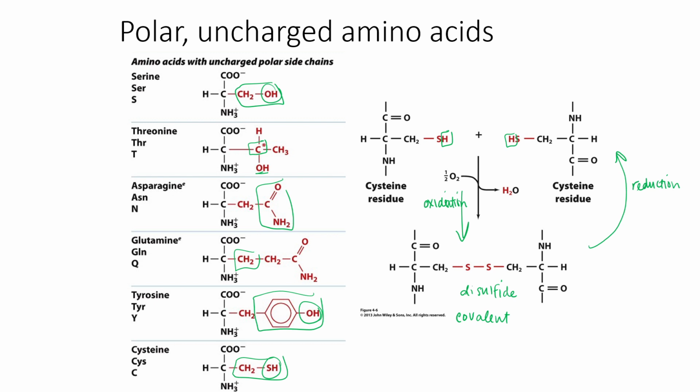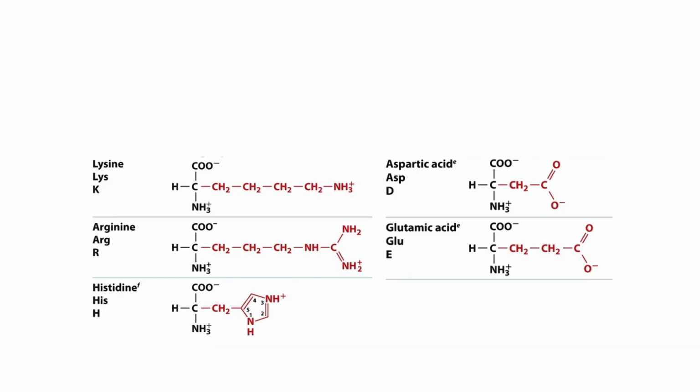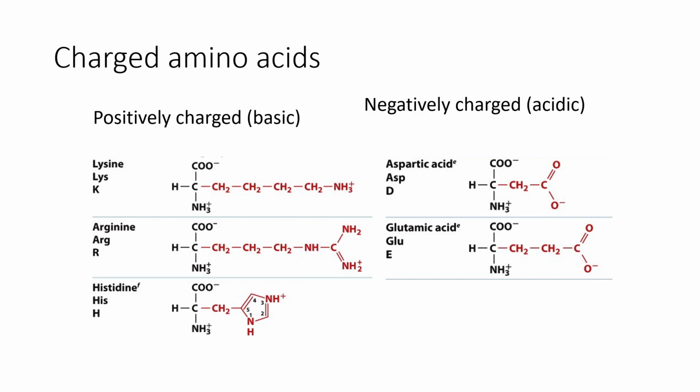So now that we learned about our polar and uncharged amino acids, it's time to move on to our last group of amino acids. What these amino acids all have in common is that they are charged. Some of them are positively charged, and we refer to them as basic. Some of them are negatively charged, and we refer to those as acidic, which can sometimes be a little counterintuitive for people. A good way to think about it is that bases are proton acceptors. So these bases have accepted a proton, and so they are all now positively charged.